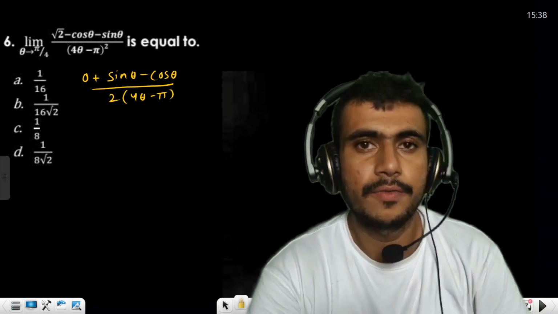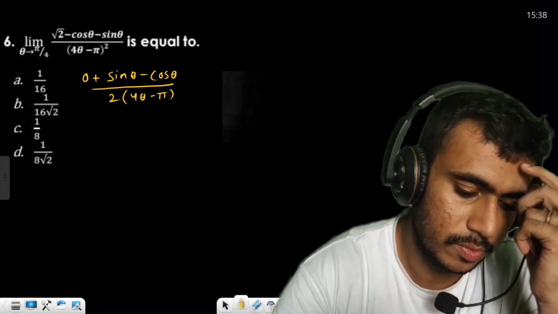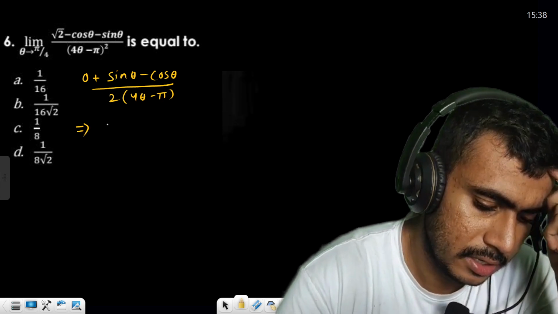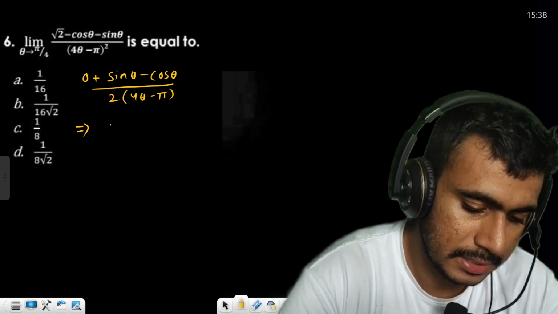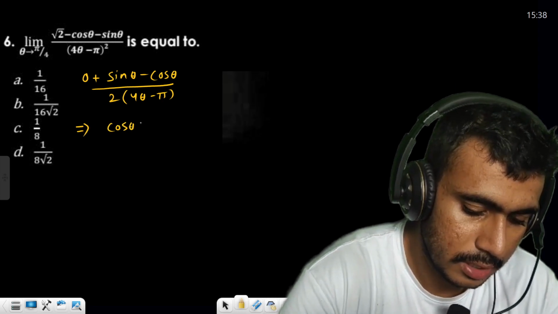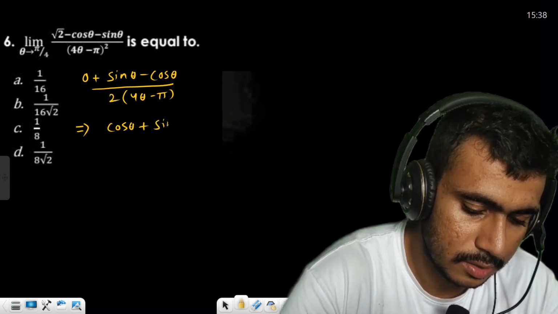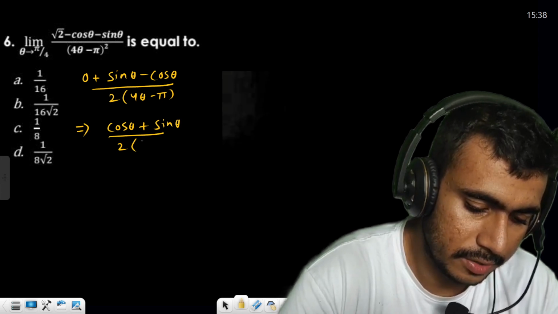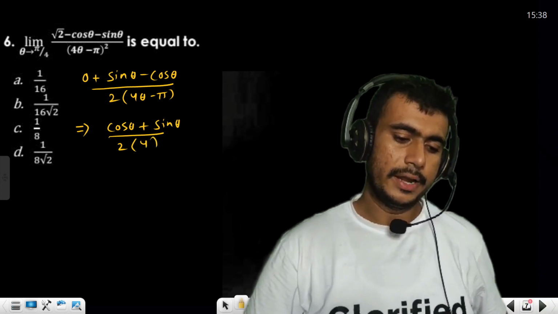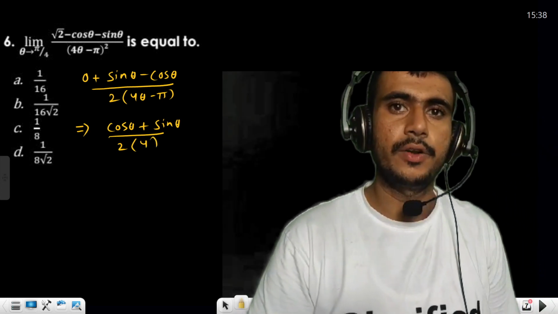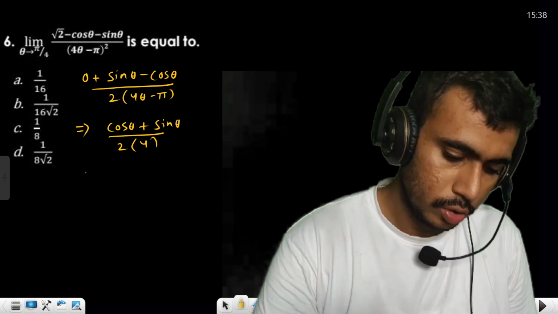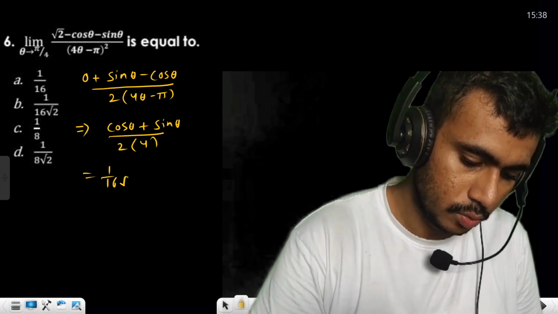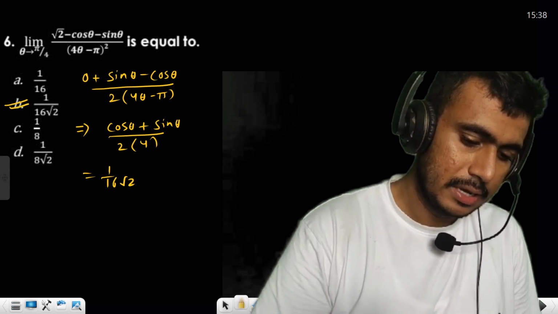Even if I put pi by 4 again, it's again 0 by 0. Let me differentiate again. So cos theta will be sine theta, will be cos theta, and here I will be getting sine theta. And the denominator will be 2 into basically 4. So 4 here, and if I put 1 by root 2 plus 1 by root 2, that will be 2 by root 2. So I'll be getting 1 by 16 root 2. Basically B is my answer.